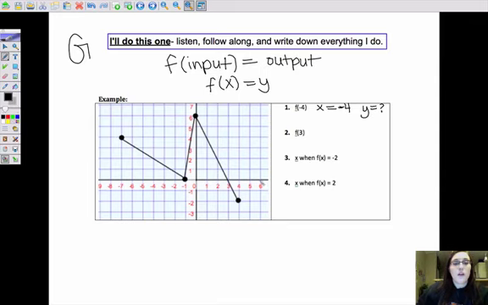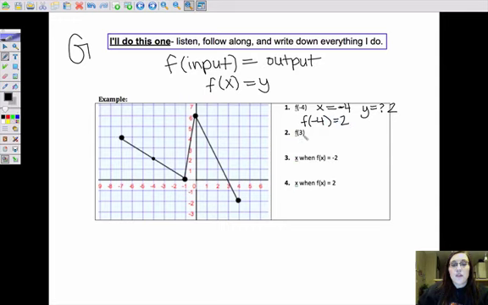So I'm going to go and find the x-axis, which is right here, and I'm going to find the negative 4 on the x-axis, and then I'm going to go up to the graph, find the point, and then go over to the y-axis, and I see that that's at 2. So y equals 2 when x is negative 4. That means f of negative 4 equals 2.